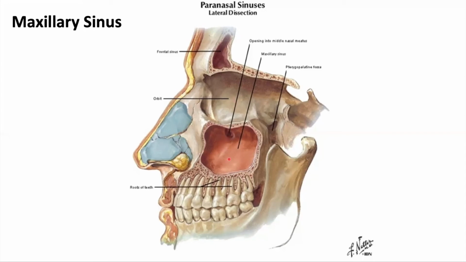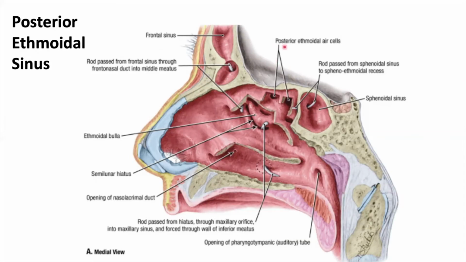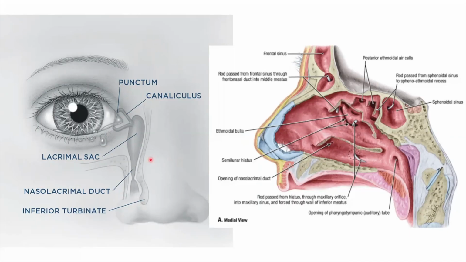The maxillary sinus is directly inferior to the orbital cavity, and tilting your head to the side will help drain the maxillary sinus. The posterior ethmoidal air cells drain into the superior nasal meatus, shown here. And lastly, the nasolacrimal duct from the orbital cavity is the only one that drains into the inferior meatus of the nasal cavity.